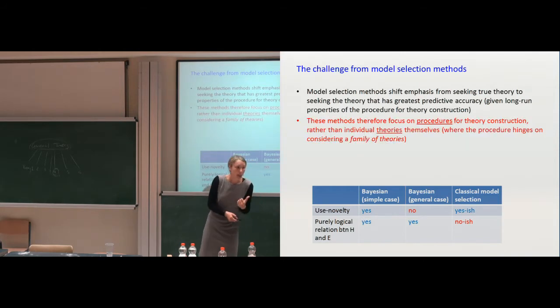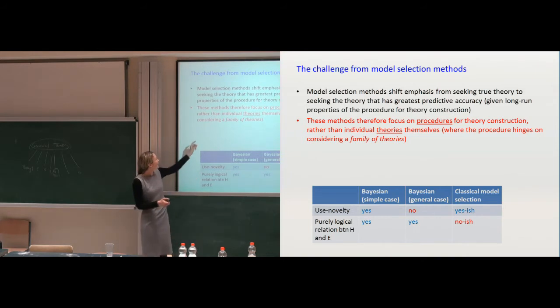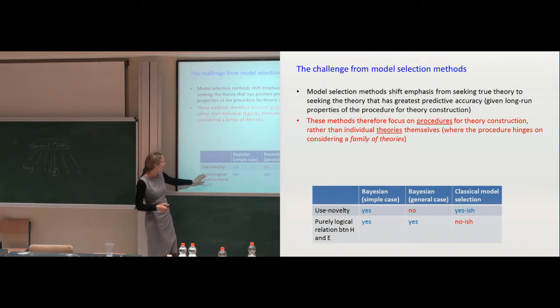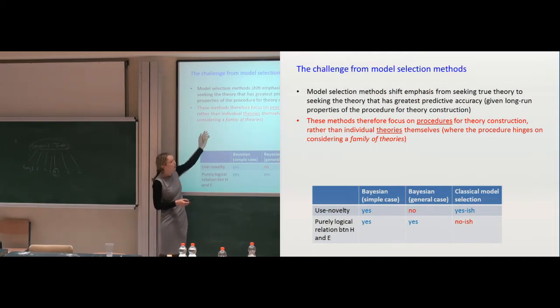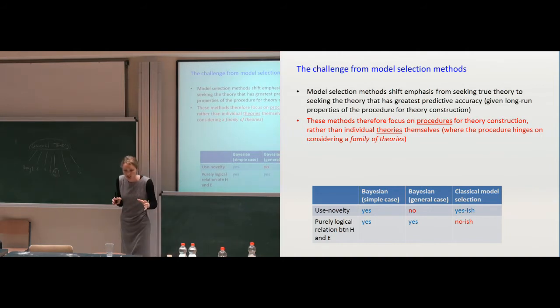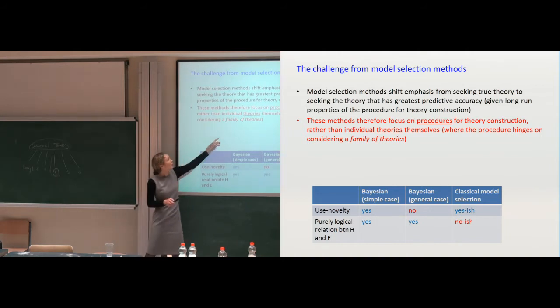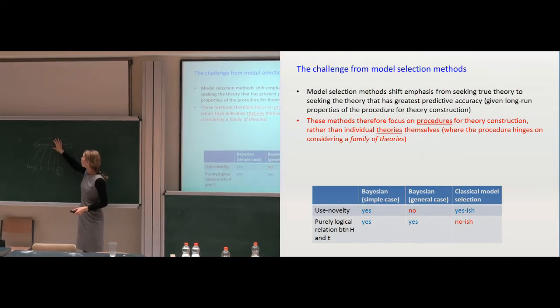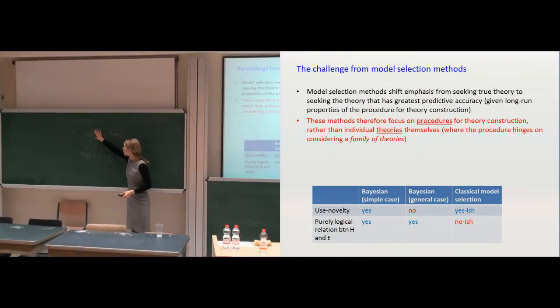That's the first thing. Now, the reason why we get a no-ish, I added ish, but let's just say no for this here, is because to be able to talk about average or expected predictive accuracy, these methods have to shift their focus to procedures for theory construction rather than hypotheses or single theories themselves, right? So they basically consider a family as a kind of procedure for constructing a particular hypothesis.